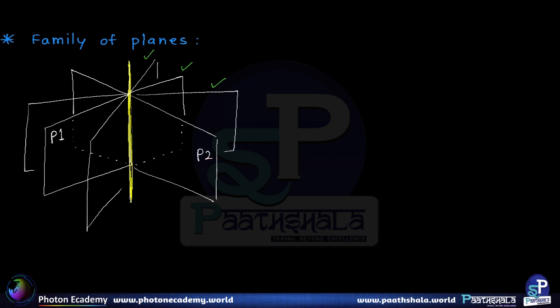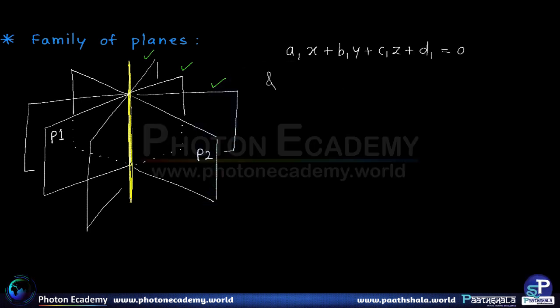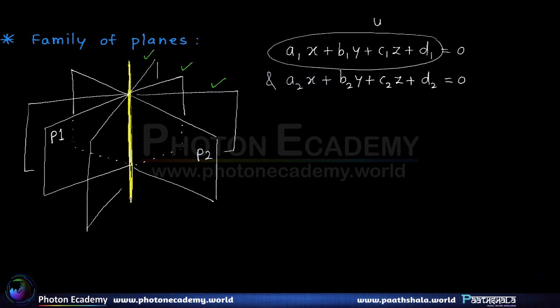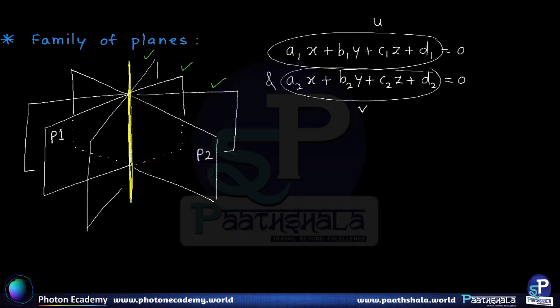For that, let us consider the Cartesian equations of the two planes. Let the first plane be denoted as a1x plus b1y plus c1z plus d1 equal to 0 in its most simplified form. And similarly the second plane be a2x plus b2y plus c2z plus d2 equal to 0. So here, this left hand side becomes our u and the second left hand side becomes our v.